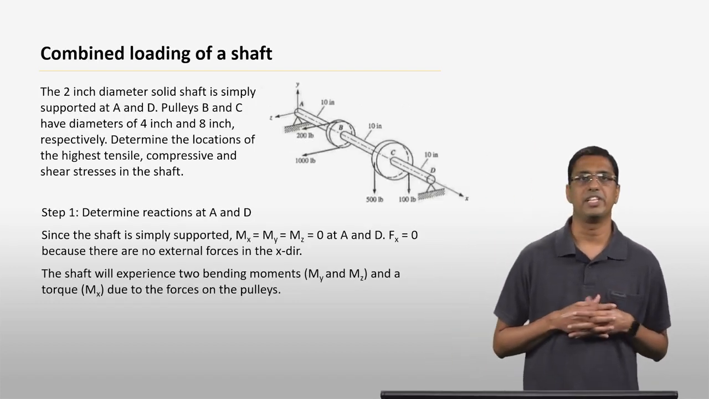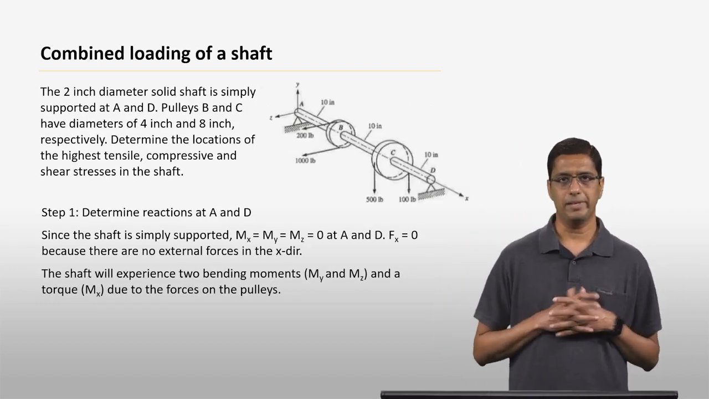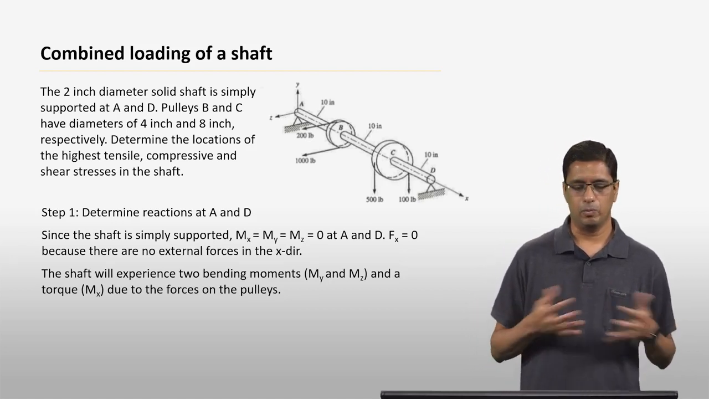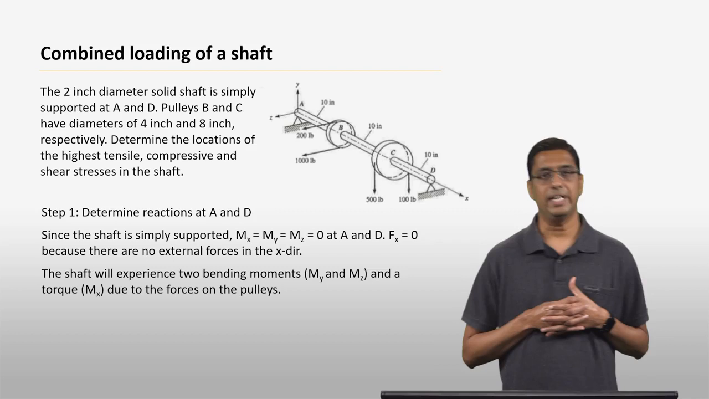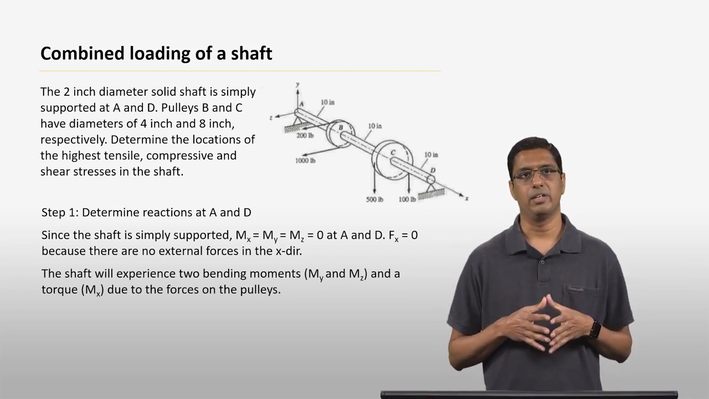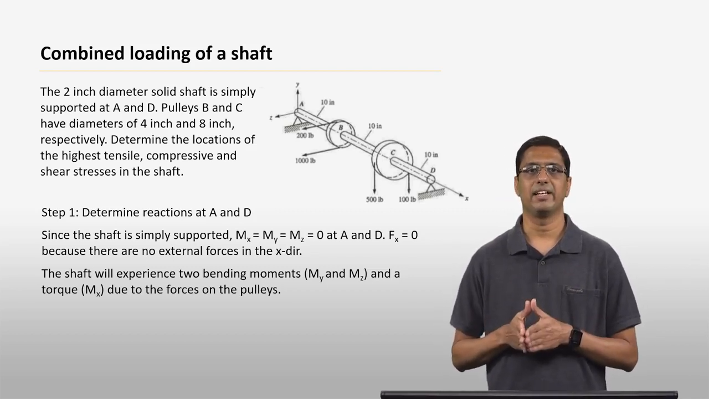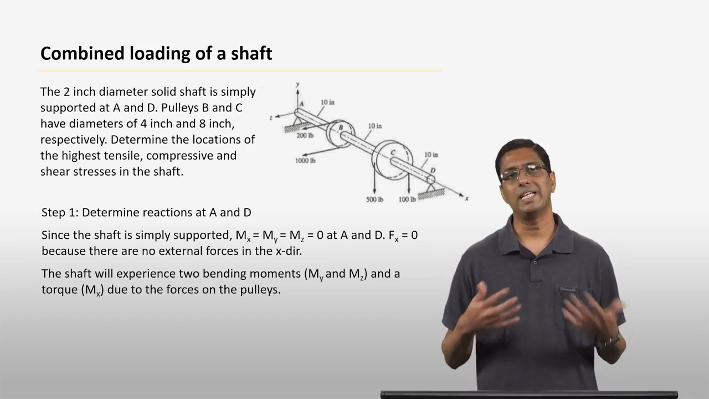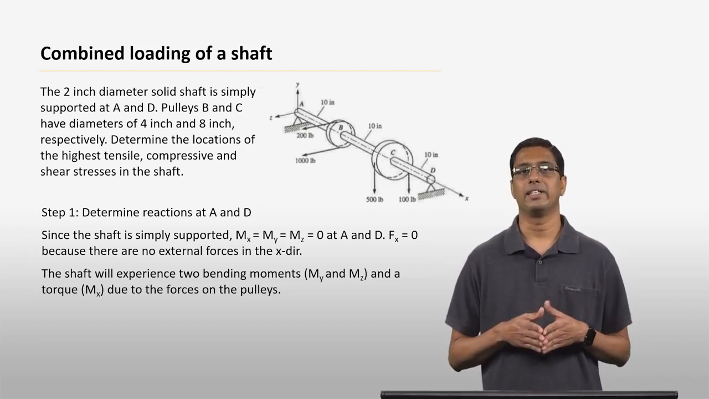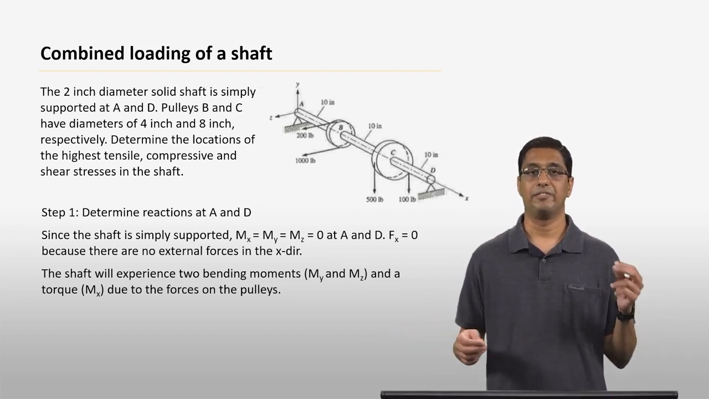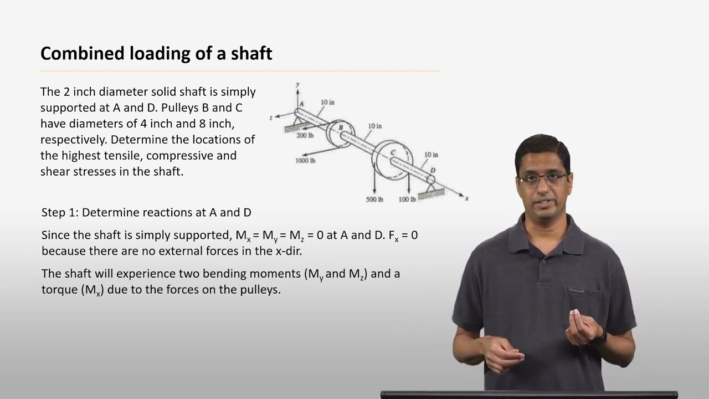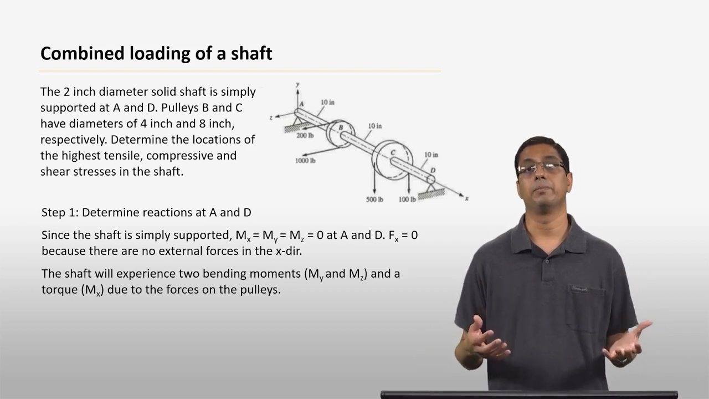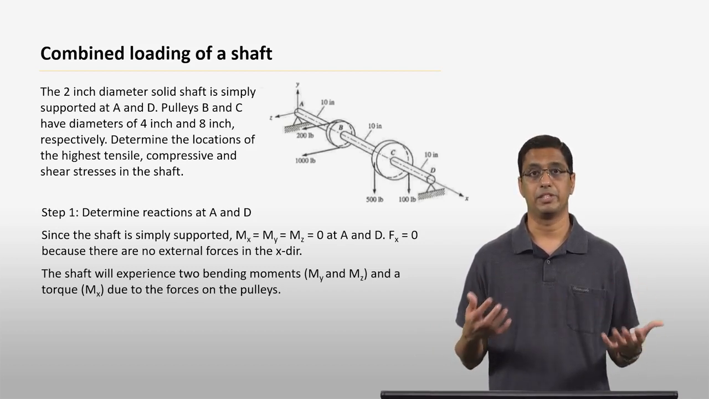This is a shaft that has two pulleys, and there are different forces acting on these pulleys. What the problem asks us to do is to find the locations of the highest tensile, compressive, and shear stress in the shaft. So essentially you have to look at the entire length of the shaft and figure out at what location along the x-axis we have the maximum bending stress and the maximum shear stress.